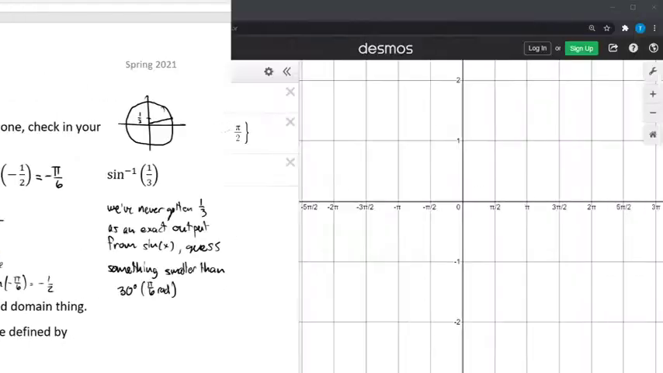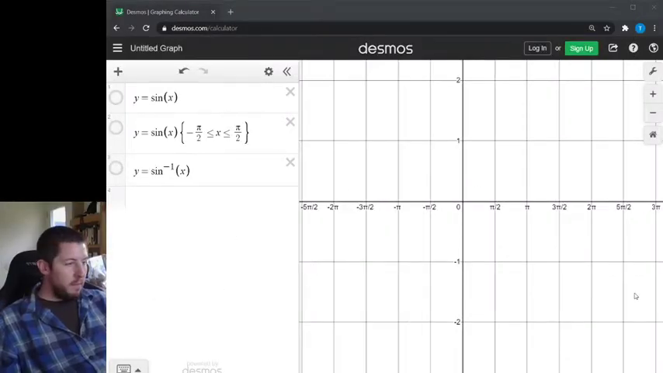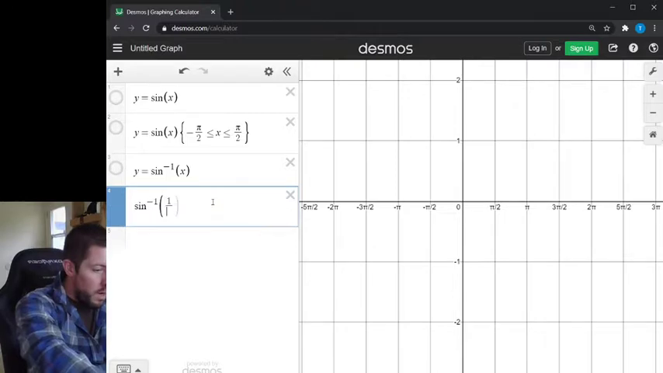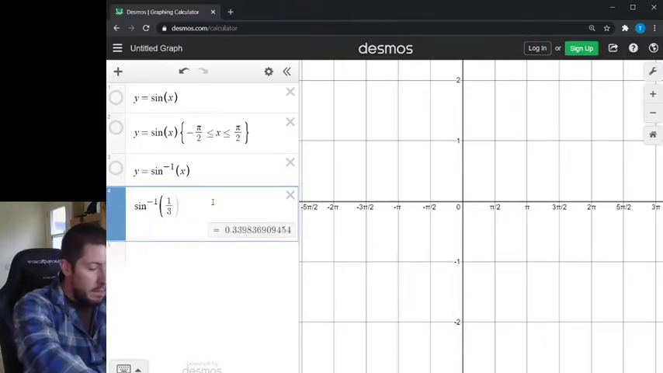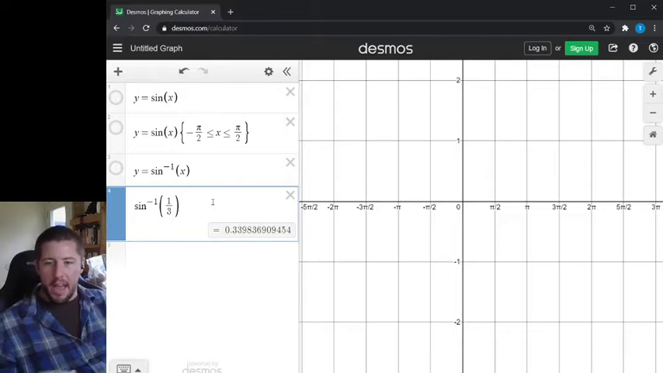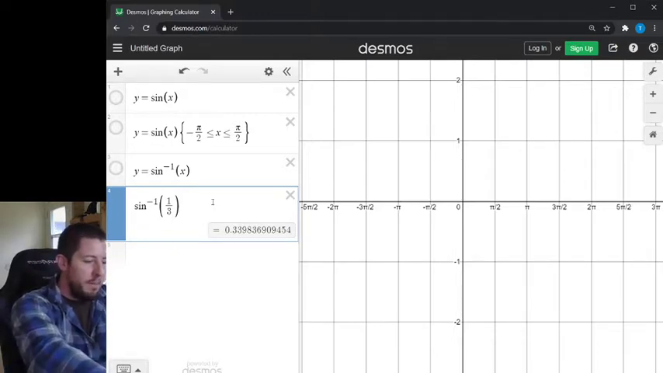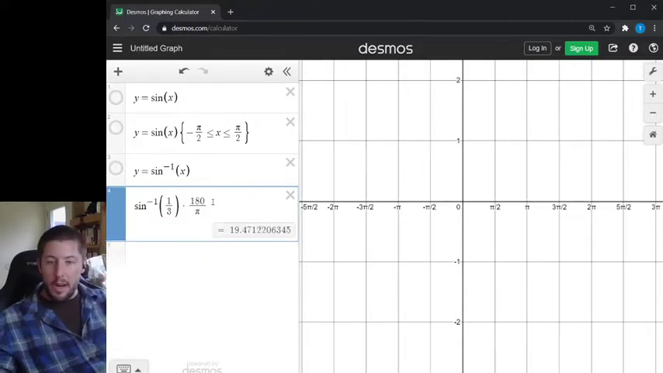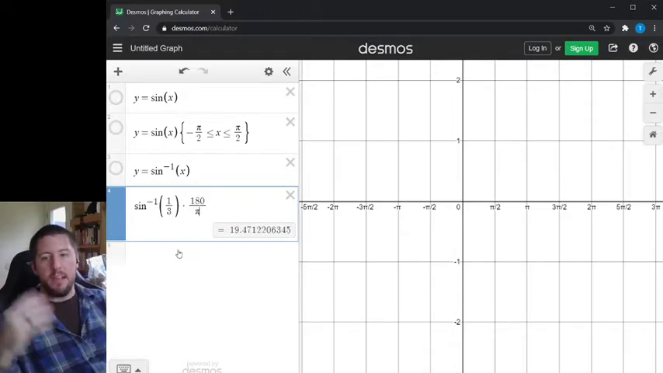Sine inverse of 1/3. If I come over here to Desmos, I can just do sine inverse of 1/3. And notice it's telling me this decimal amount right there. That's going to be in radians. That's really hard for me to think about. So let's go ahead and convert this into degrees so I can actually see that it's smaller than 30 degrees. So I'm going to multiply by 180 and divide by pi. And what do you know? We guessed like 20 degrees and we got 19.47 degrees right there.